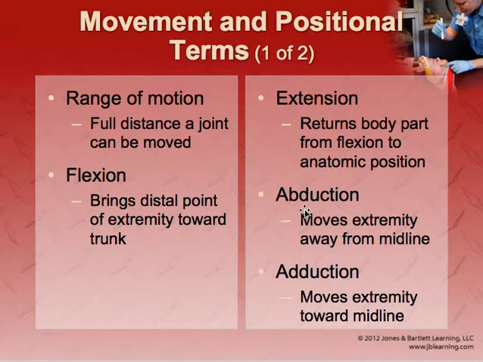So, movement. Range of motion means that you're able to move a joint its full distance. Flexion brings the distal point of an extremity towards the trunk, whereas extension returns that part to the anatomic position, which would be away from the trunk. Abduction moves an extremity away from the midline, like you're abducting something, you're taking it away. And adduction moves the extremity towards the midline.